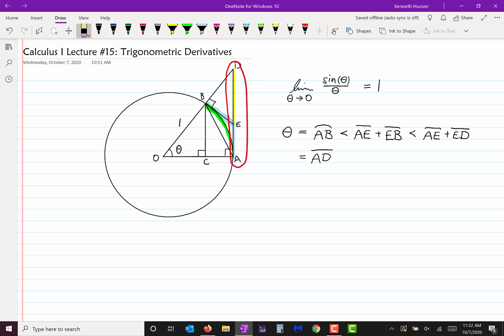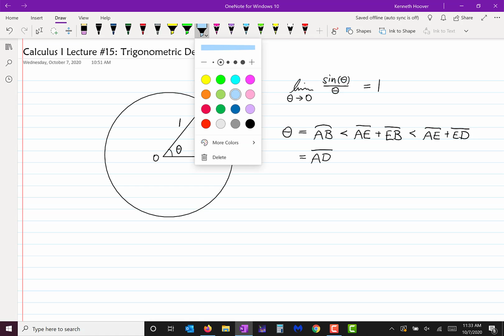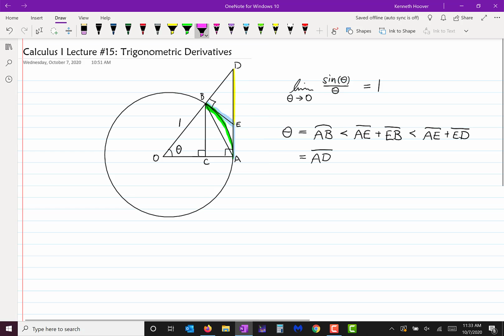Okay. Let's make that purple. It looks like purple and red. That's because the purple is mixing with the yellow there, and it's making it look red. Okay.